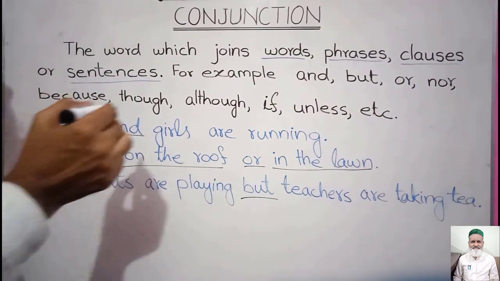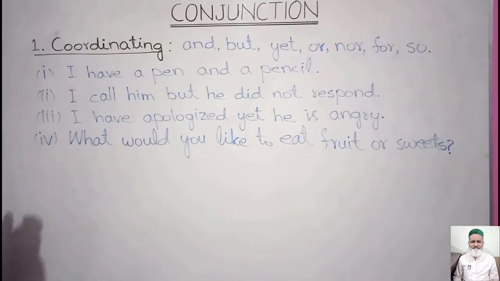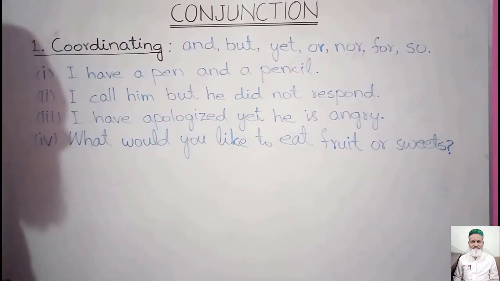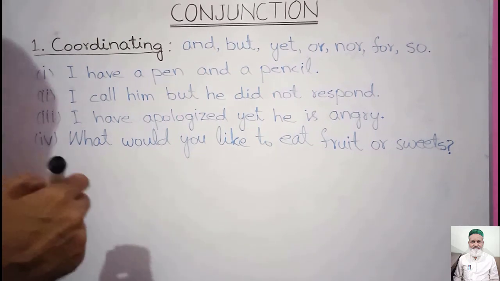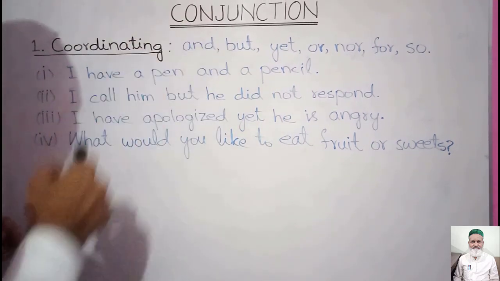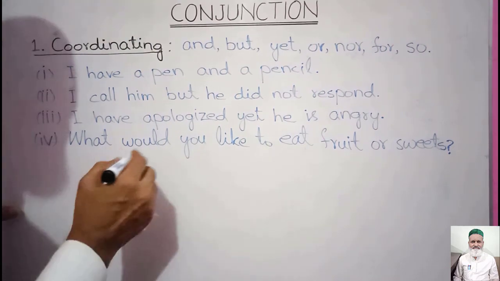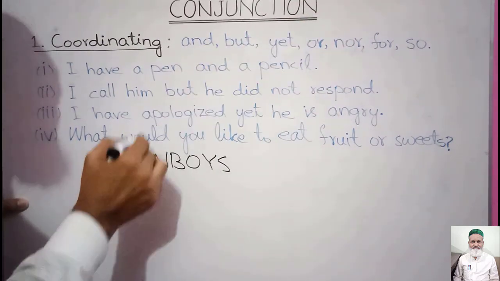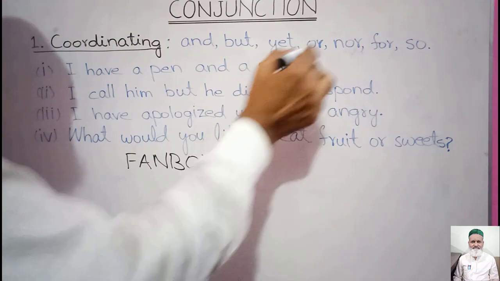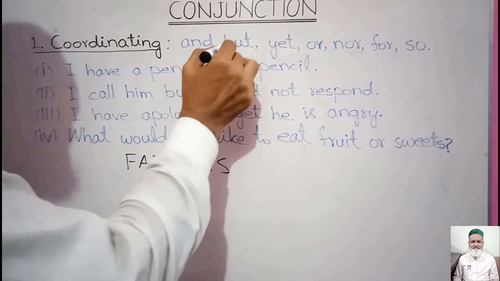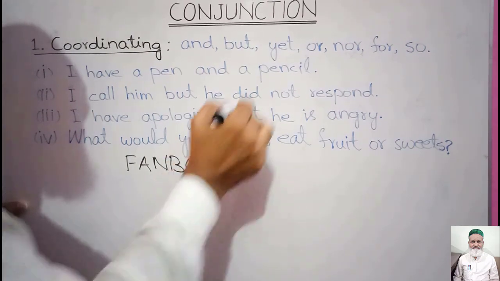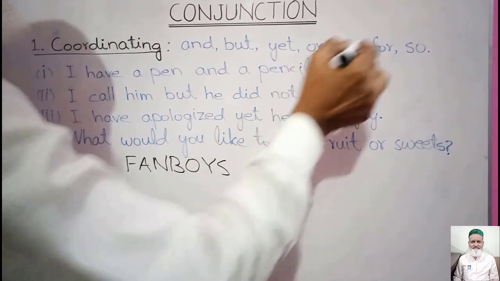Now, let us proceed to the types of conjunctions. First, coordinating conjunctions. These are 7 in number, and linguists have made an acronym to remember these 7 conjunctions, and they call it fanboys. Fanboys, F for, A for and, N for nor, B for but, O for or, Y for yet, and S for so.